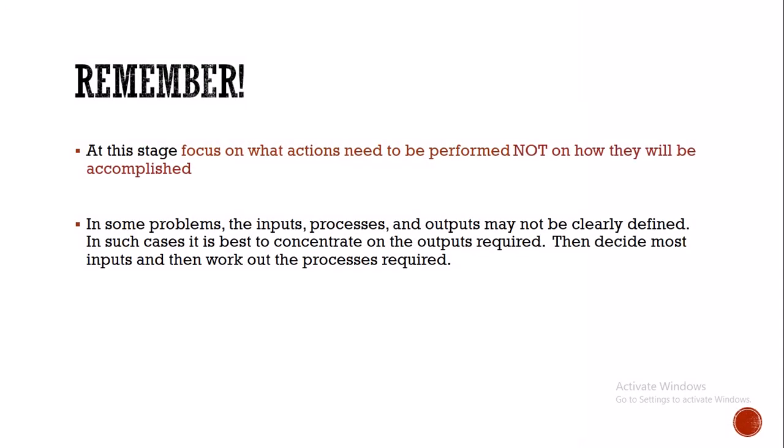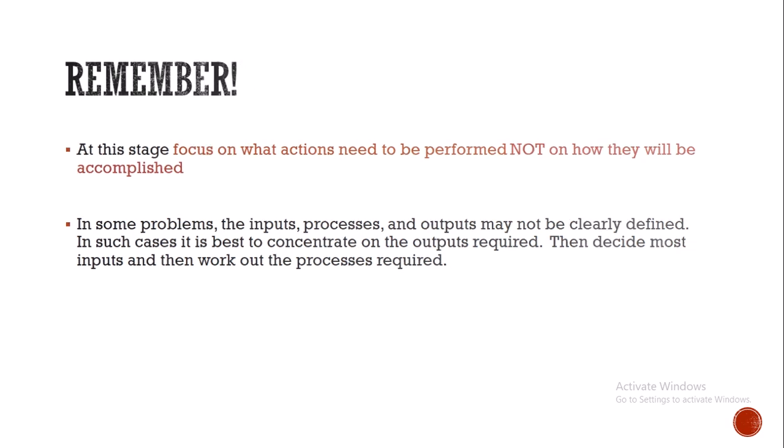Things that we must remember in this process of segregating inputs, outputs and processing, which we refer to as IPO: at this stage focus on what actions need to be performed, not on how they will be accomplished. In some problems, the inputs, processes, and outputs may not be clearly defined. In such cases it is best to concentrate on the outputs required, then decide the inputs and then work out the processes required.